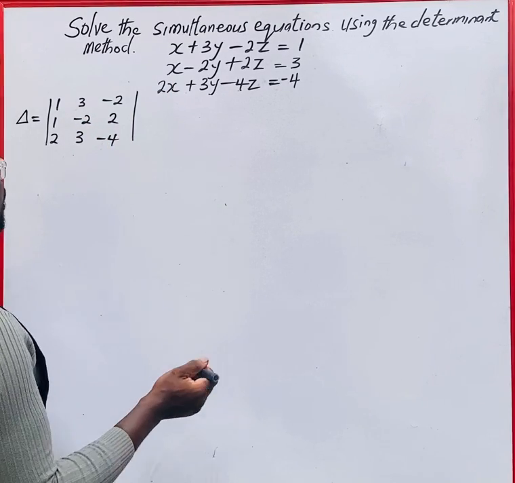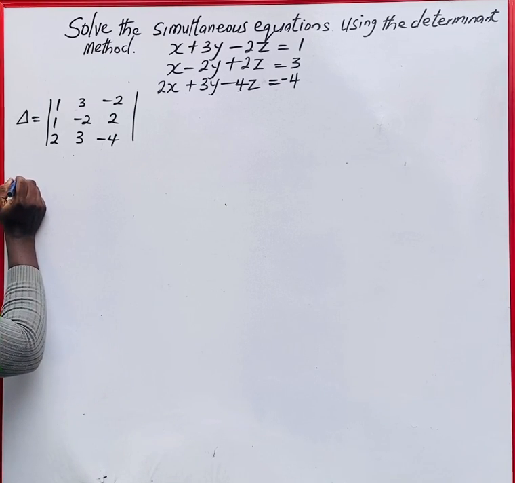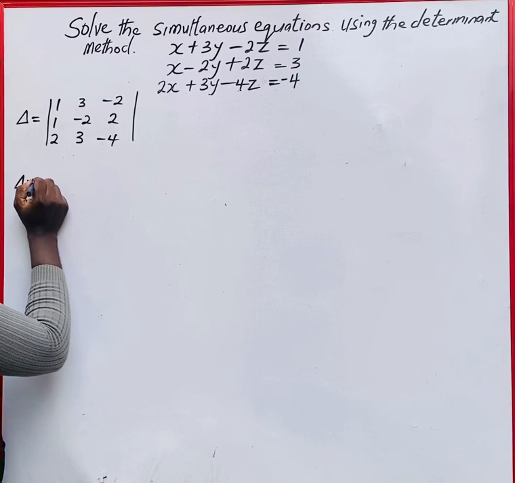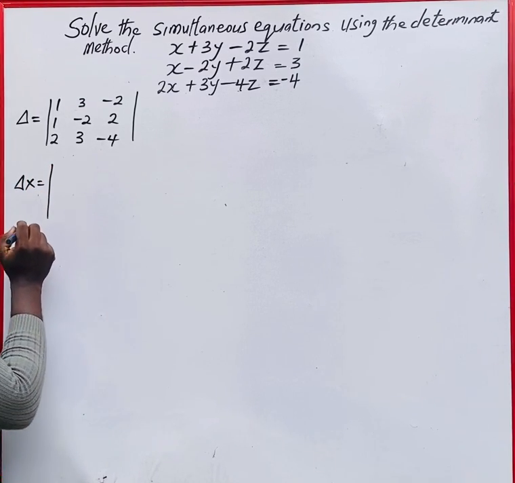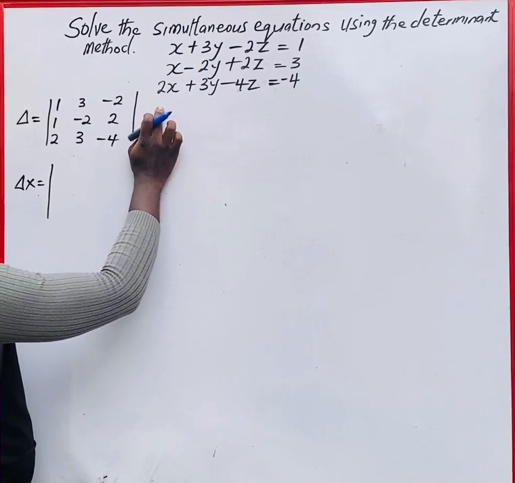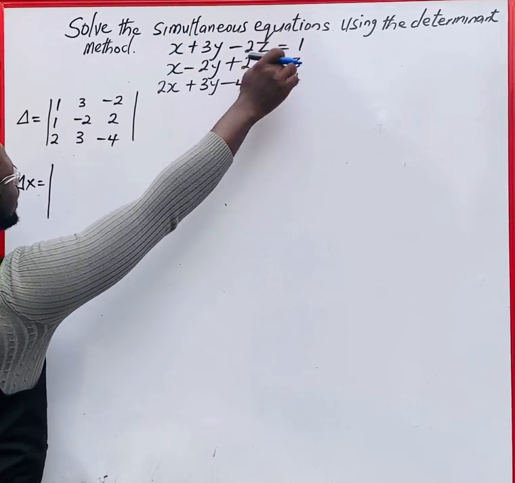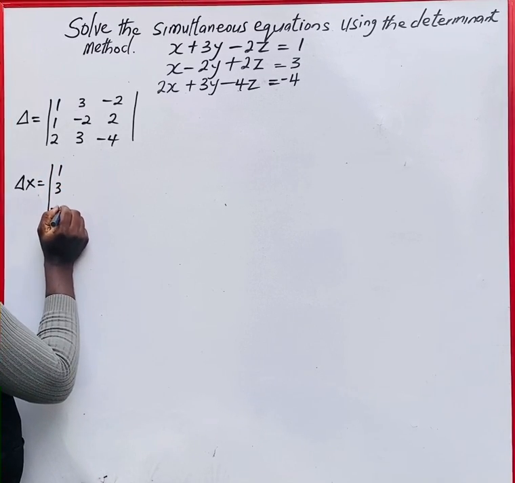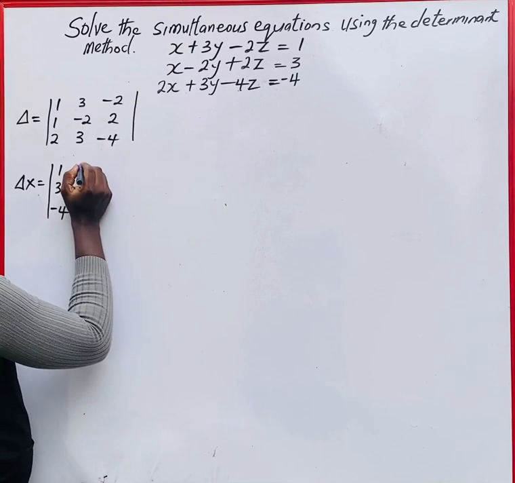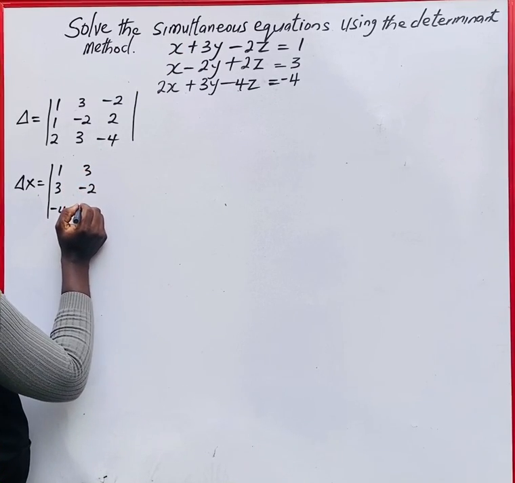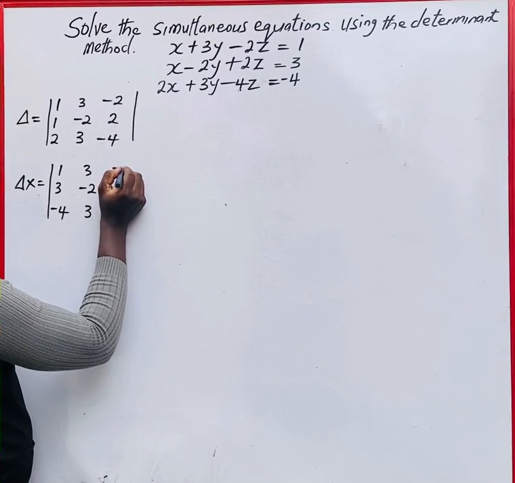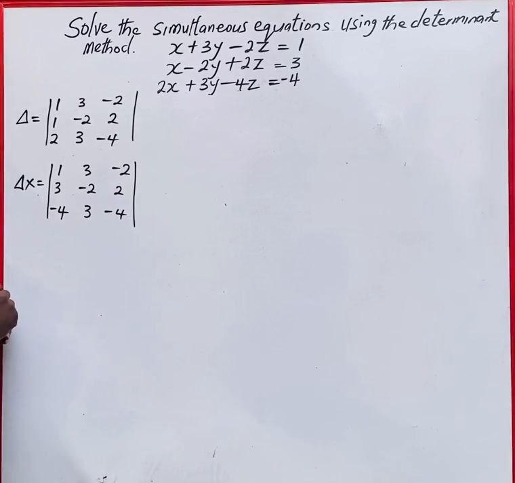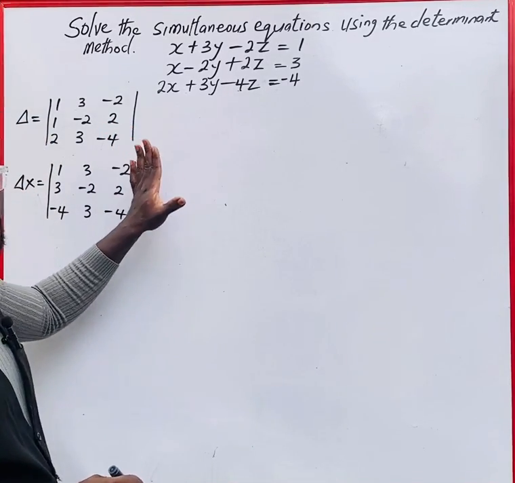The next thing you do before you start solving is to get the determinant of x. And for you to get the determinant of the x variable, you replace the coefficients of x by the constants here. So you have 1, 3, minus 4. Then you repeat the rest, which is 3, minus 2, 3, and minus 2, 2, minus 4. So what we're doing is arranging them down before we start solving.